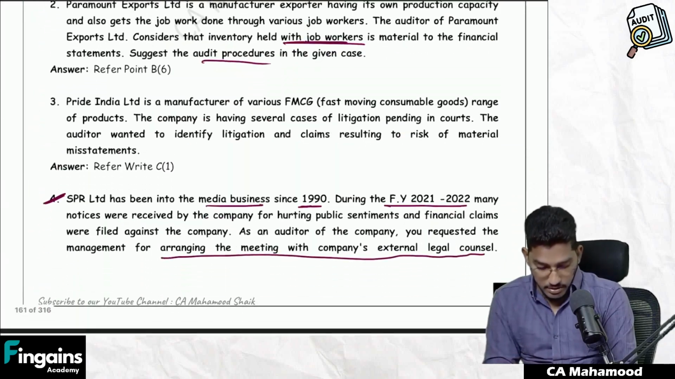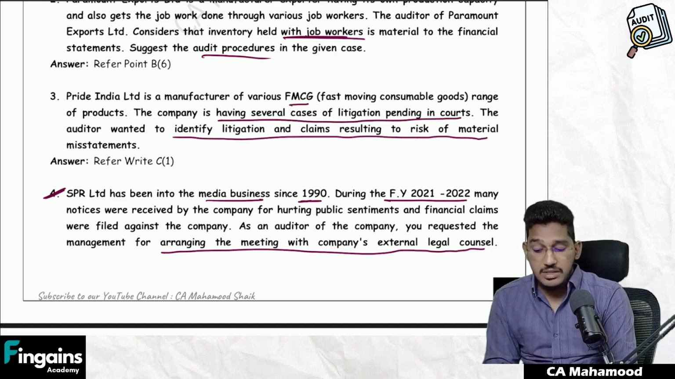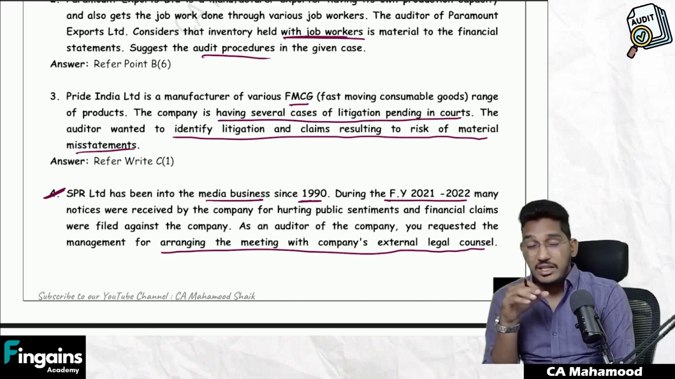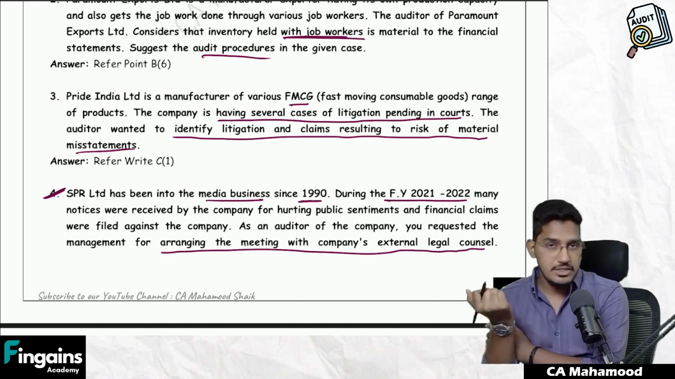Next one. Third question. Pride India Limited is a manufacturer of various FMCG range of products. The company is having several litigations and claims pending in the courts. The auditor wanted to identify litigations and claims resulting in risk of material misstatement. So they are asking you to write about audit procedures to identify risk of material misstatement regarding litigations and claims.